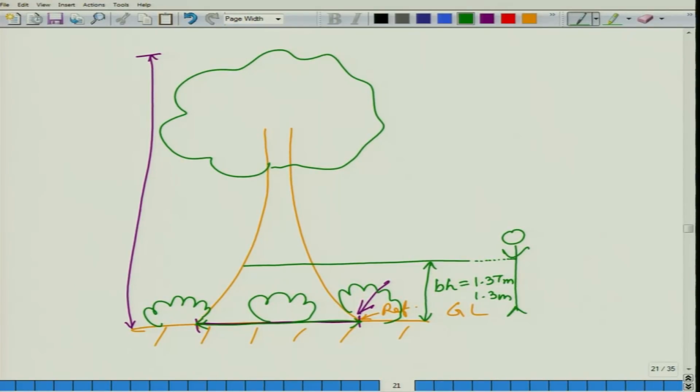So, now if we took this diameter, which is called the diameter at breast height, if we took this as the reference and we took the complete height of the tree and made a cylinder. So, this would be the cylinder.